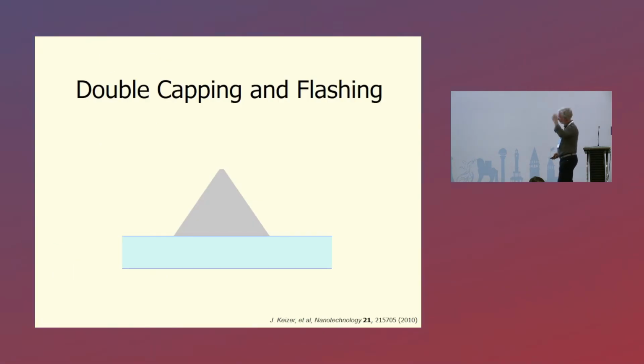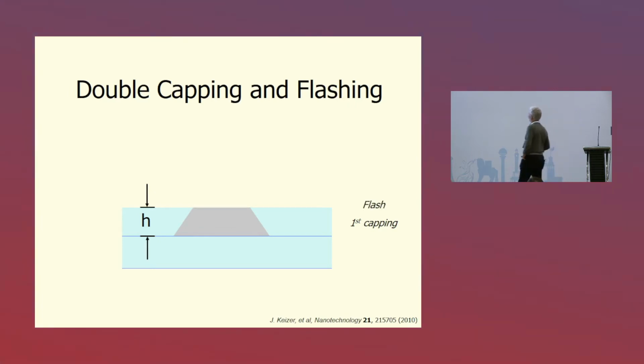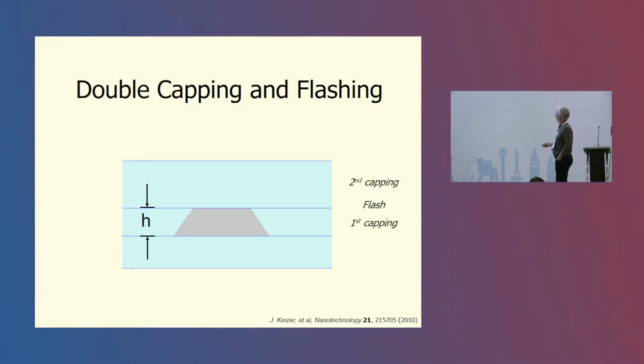Can we suppress this effect? Yes, we can, and for that we use double capping with flashing together. So here is my substrate on which I've grown the dot. I do a first capping, but the first capping has a height that is smaller than the height of the quantum dots. Then I do a flash, that means I raise the temperature and I evaporate everything off from the surface. I get a flat surface here, and then I can do an overgrowth with a second capping, and then we have a structure like that.